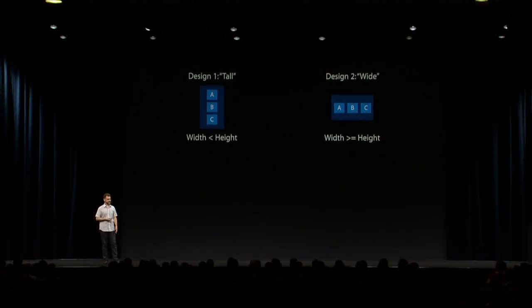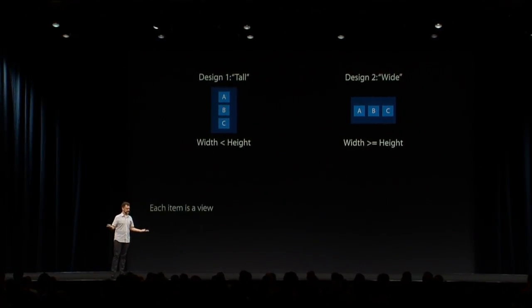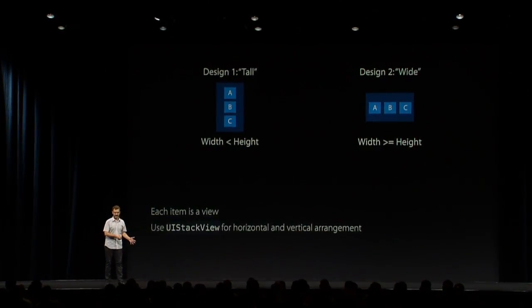So here's my two designs. We'll go back to this. How am I actually going to implement these things? Well, I think I can do it with just a view for each item, A, B, and C. And then I'll use a UIStackView to arrange these things horizontally or vertically. UIStackView will do all the work for me. I don't have to think too hard.